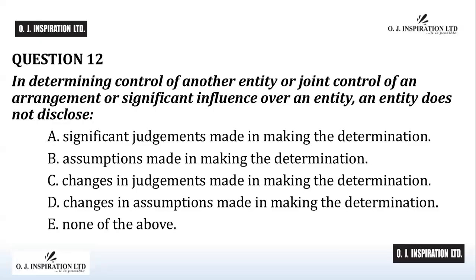Question number 12. The answer to question number 12 is E, none of the above. An entity discloses information about significant judgments and assumptions it has made and changes to those judgments and assumptions in determining control of another entity or joint control of an arrangement or significant influence over an entity. E is the answer to question number 12.